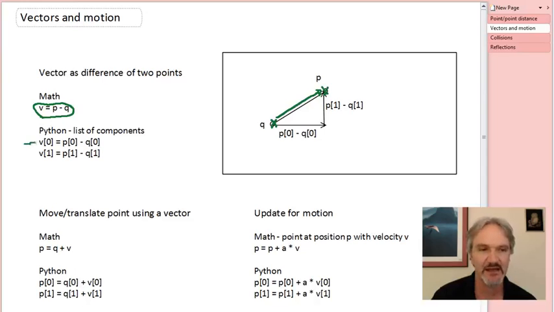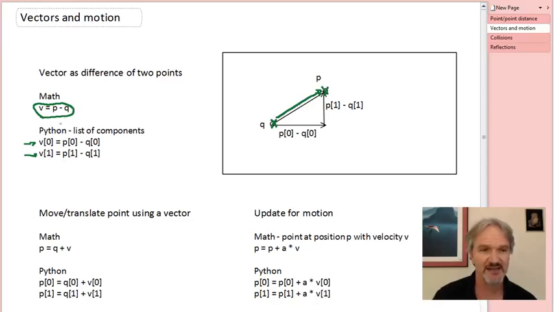So we would say the horizontal displacement of the vector would be the difference of the horizontal positions of the 2 points. And the vertical displacement of the vector would be the difference of the vertical positions of the points. Now we could use that equation and then rewrite it and actually build an equation that would allow us to move points in a consistent manner.